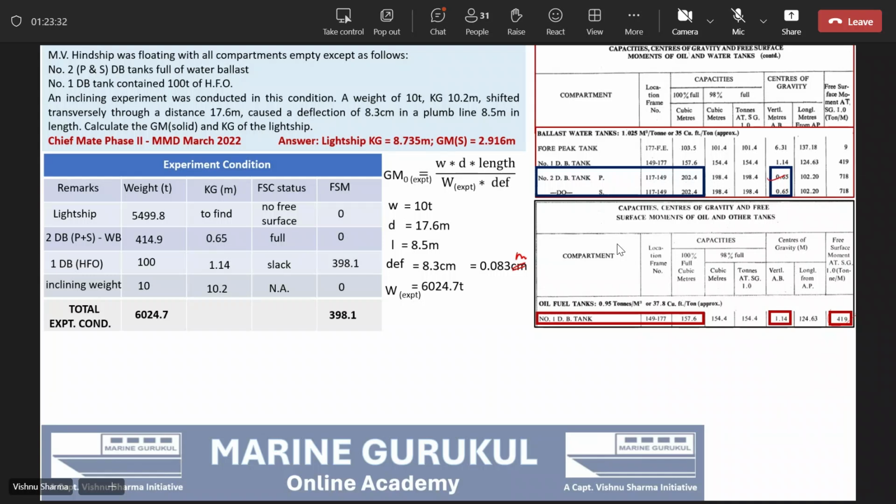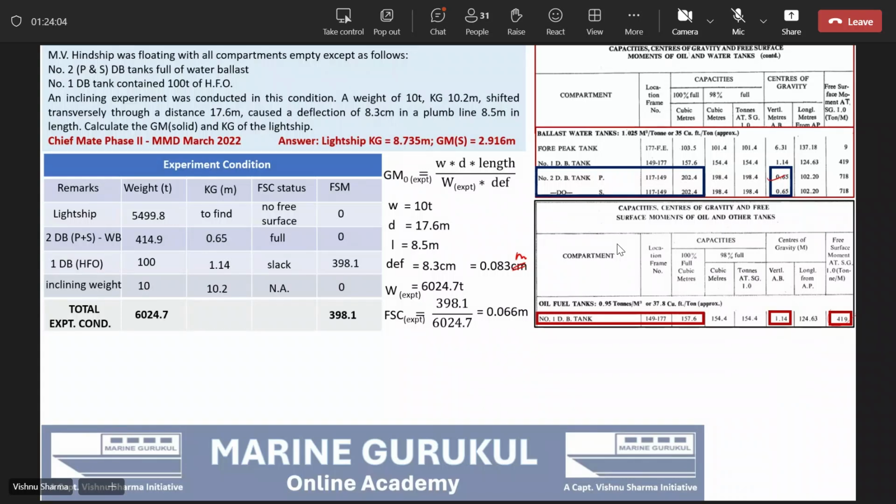2.992. Okay, 2.992. Very good. And what will be the FSC in the experiment condition? Let's calculate that also. Give me the value. The table is guiding you. FSC in the experiment condition. 398.1. 0.0647. Very good. 0.066, guys. Am I right? Correct, sir.